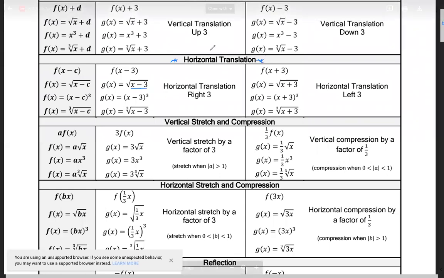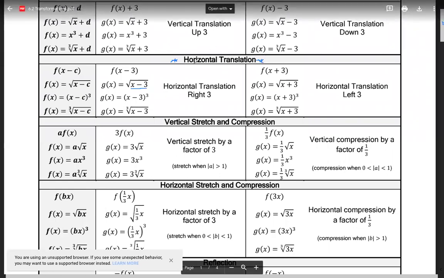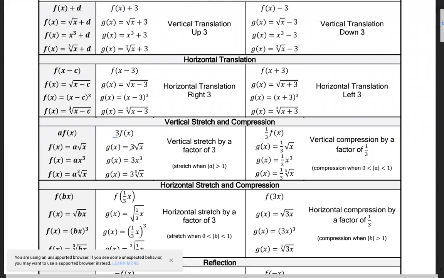Okay, the next two, vertical stretch and vertical compression. When you look at a vertical stretch or vertical compression, if you notice where the number is this time, it is placed in front of the function. So if you look right here, these threes are in front. It says a vertical stretch by a factor of 3. Well, how do I know it's a stretch? Stretches will happen when the number is greater than 1. So anytime a number is greater than 1, it's a stretch.